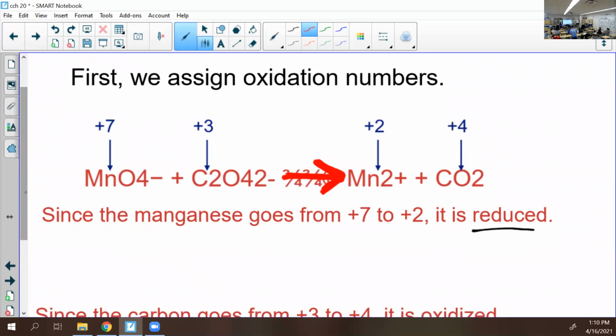Okay, so here is where I first write the charges. That's the first step. Assign charges so I can see which is oxidized and which is reduced. So can you explain to your partner why manganese is a +7 in permanganate? How does that work out? How did they figure that out? Oh, hold on, hold on. I'll let you answer after they talk.